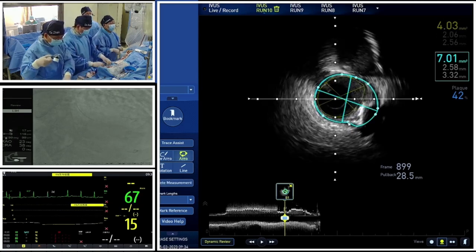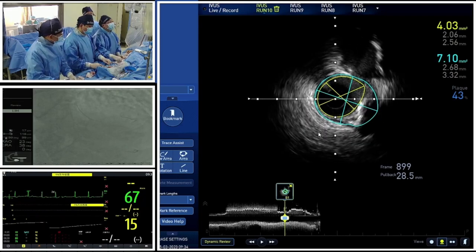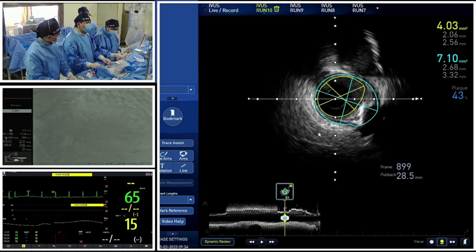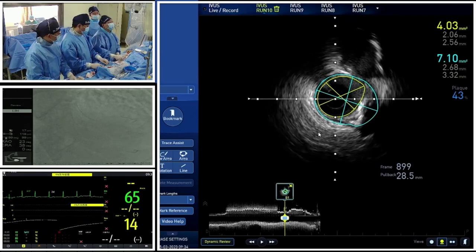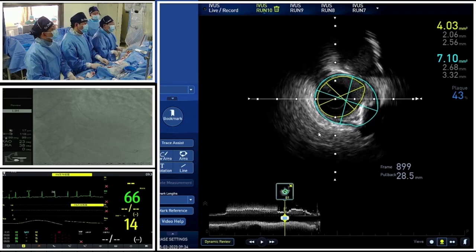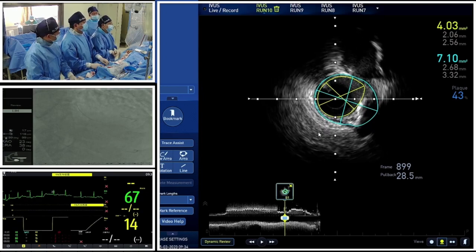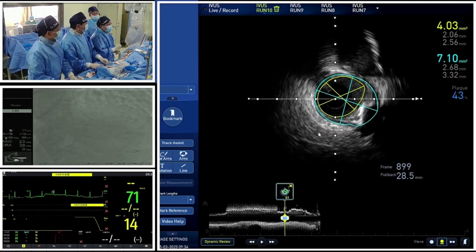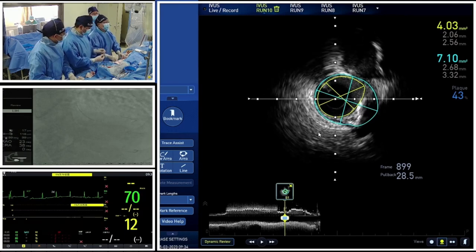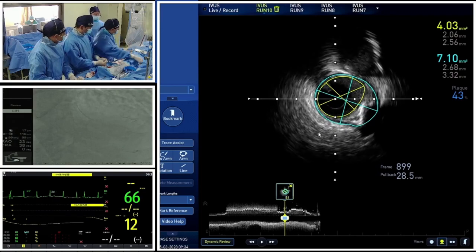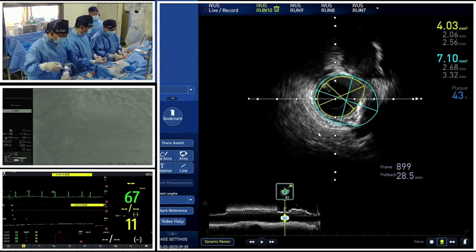The side branch will be protected only. If after stenting the ostium of the first diagonal branch is occluded by the struts of the stent, we will perform kissing balloon inflation to open the ostium of the first diagonal. Next, we will perform pre-dilation of the LAD lesion. With IVL, right? Yes.